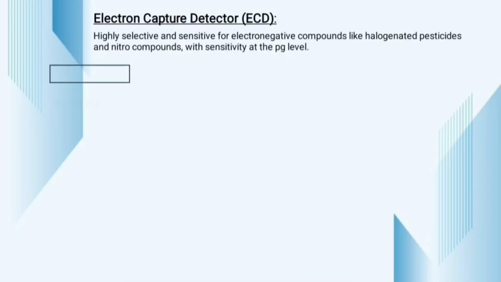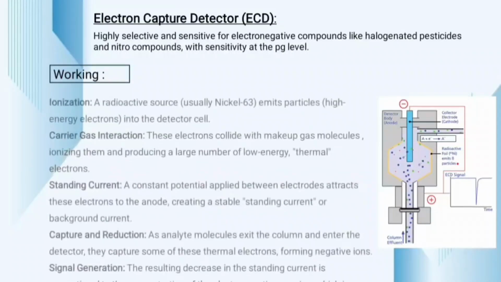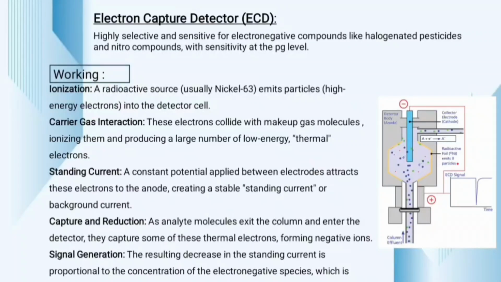Working of electron capture detector. The detector contains a radioactive source, usually nickel 63, which emits electrons. These electrons collide with the carrier gas molecules and produce many low energy electrons. When analyte molecules enter the detector, they capture some of the electrons and form negative ions. The decrease in the current is proportional to the concentration of the analyte. The signal is amplified and recorded as a peak on the chromatogram.